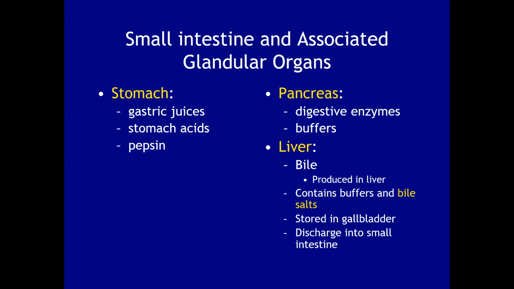We'll talk a little bit more about each one of those components a little bit later. So once we get past the stomach itself and we think about the glandular organs, we have other associated organs such as the pancreas and the liver. So from the stomach we're going to get gastric juices and acids and pepsin. From the pancreas we're going to get enzymes and buffers, and then from the liver we're going to get bile.